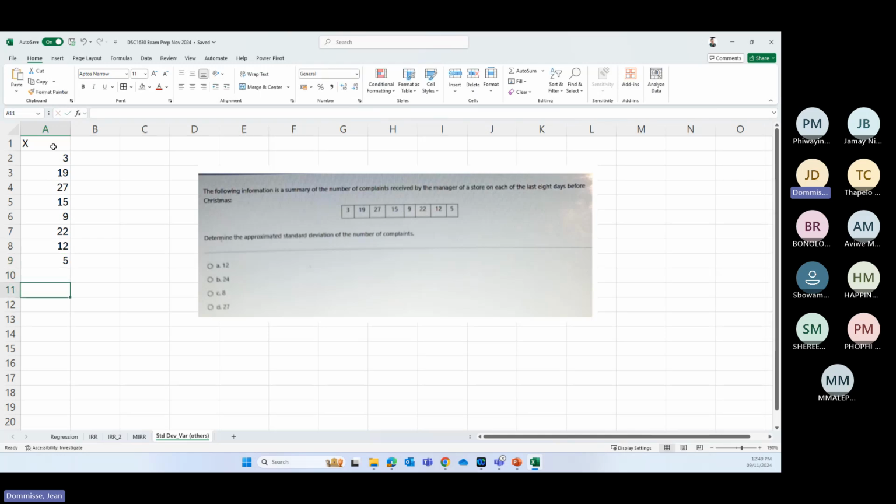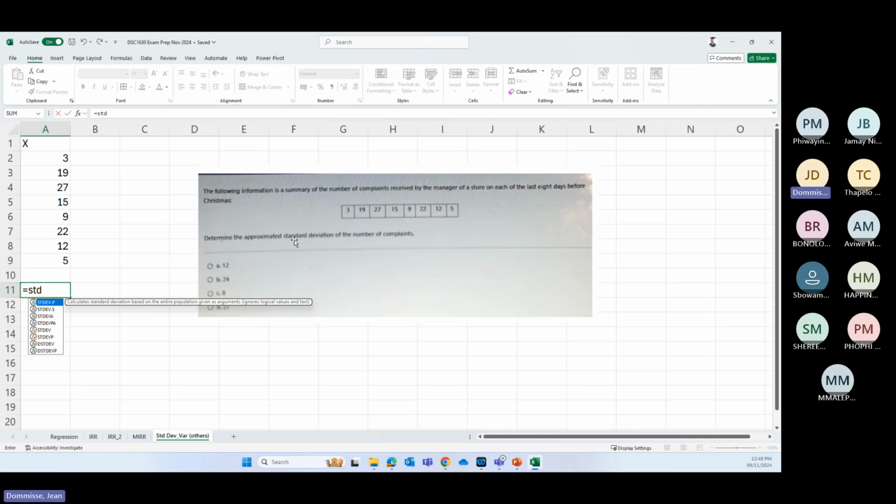Okay, they want us to work out the standard deviation. So let's just, for now, do that. We're going to work out the standard deviation. Let's just look at what they tell us. The following information is a summary of the number of complaints received by the manager of a store on each of the last 8 days before Christmas. Determine the approximate standard deviation.